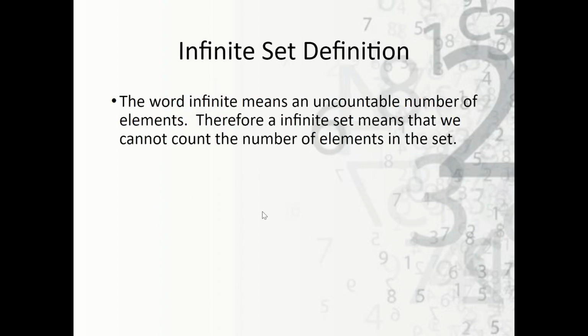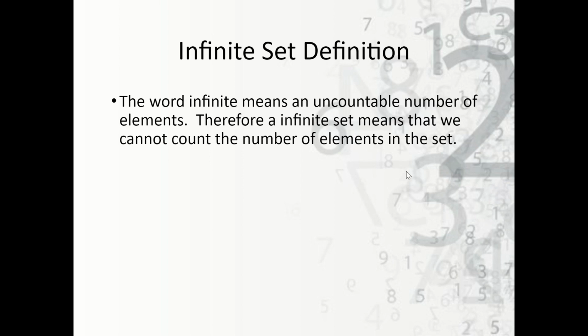Now let's talk about the definition of infinite set closure. First of all, what does infinite mean? Infinite means an uncountable number of elements. So it goes on to infinity. It keeps going forever. So an example of this would be like the natural numbers. So we can count 1, 2, 3, 4, 5, 6, 7, 8, 9, 10, and we can keep counting. And no matter what number we stop at, there's always a number past it. So that's an infinite number of elements.